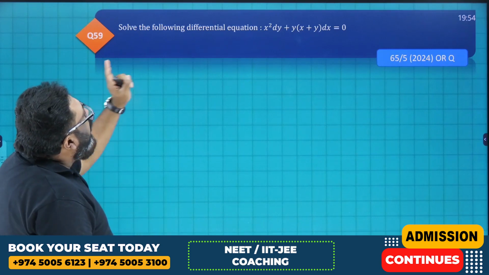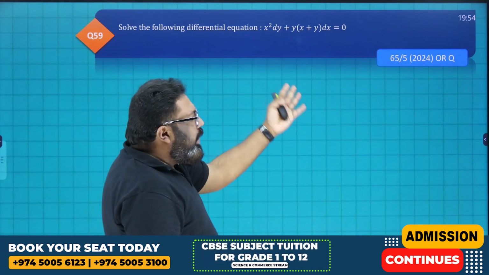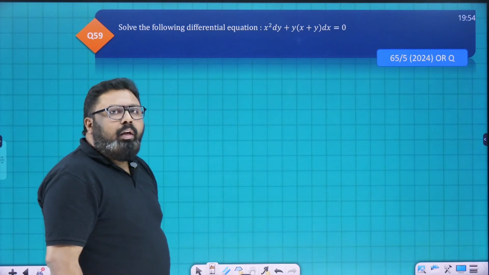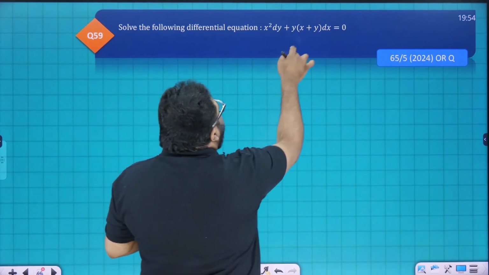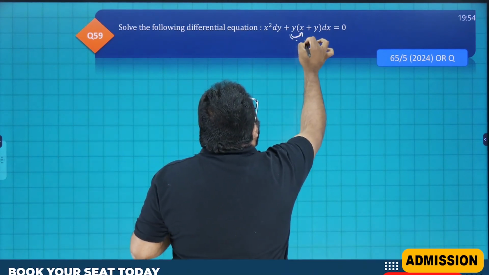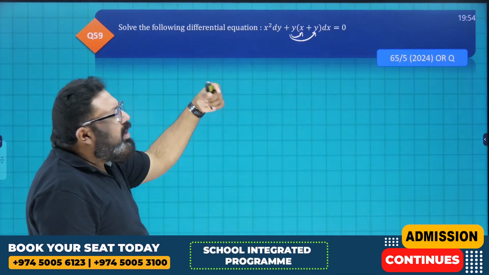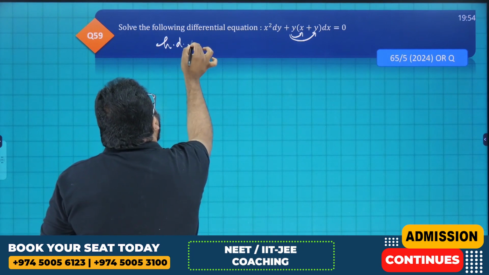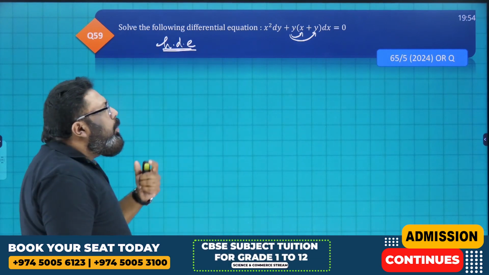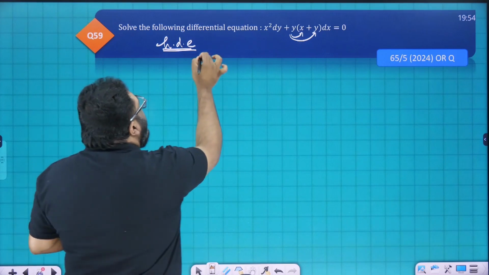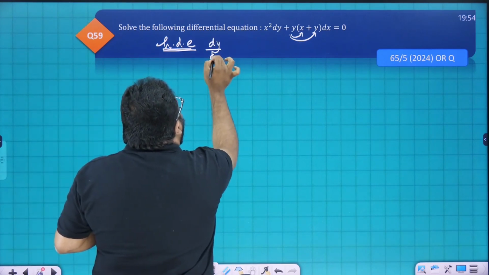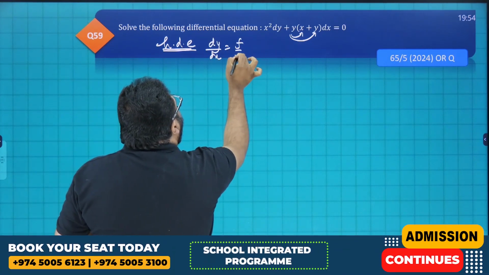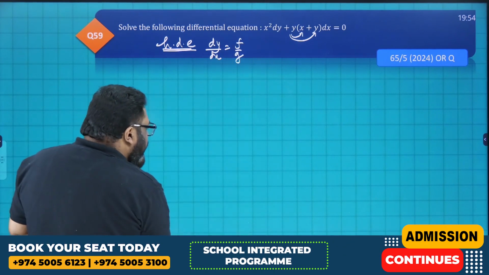The next question is, solve the following differential equation. Obviously, it's homogeneous, my dears. For example, if you take the y inside, it's yx and y squared. All of them will have a lambda squared. So it is homogeneous, my dears. I have no doubt. And homogeneous needs what form, my dears? dy by dx is equal to f by g. Let's try to make dy by dx here.